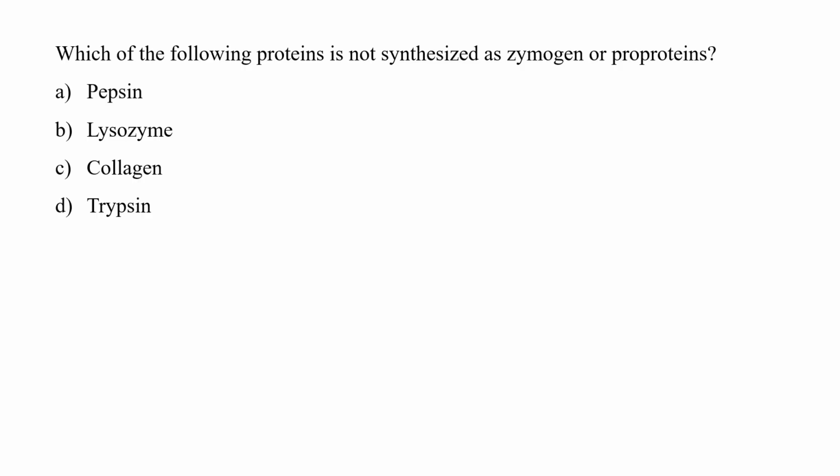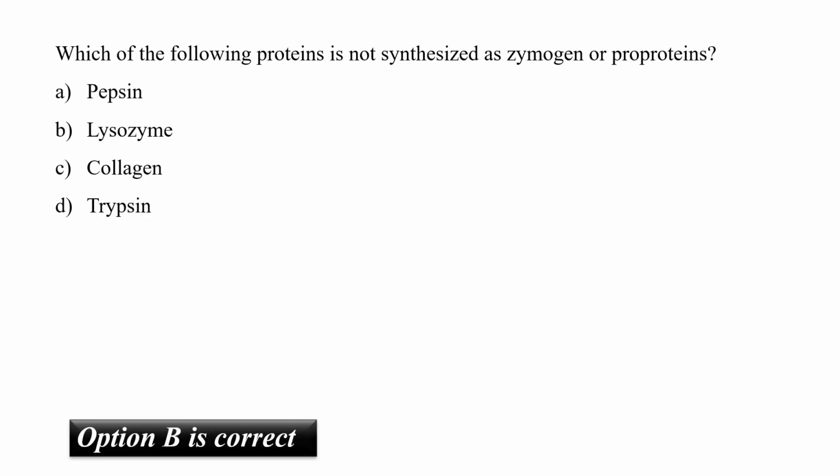Which of the following protein is not synthesized as zymogen or proproteins? Pepsin, lysozyme, collagen, trypsin. Lysozyme is an enzyme which is released directly in functional state, while pepsin, collagen and trypsin are released as pepsinogen, procollagen and trypsinogen, which are the inactive forms of all these three proteins. So option B is the correct answer.